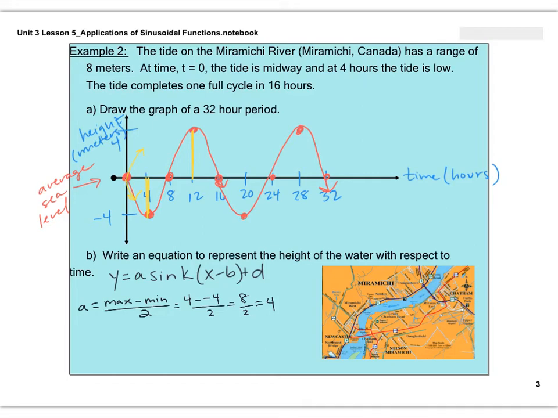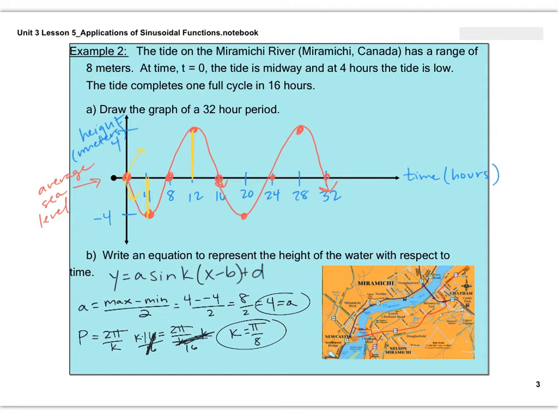Let's think about k. To find k, think about the period formula for sine and cosine. Normally the period's 2 pi, but you have to divide by k. So in this case, we know our period is 16. So 16 equals 2 pi over k, and we want to try to solve this for k. So get k off the bottom of your fraction, and then divide by 16. This is kind of messy here, but you can see k equals 2 pi over 16 or pi over 8. So this is a, this is k.